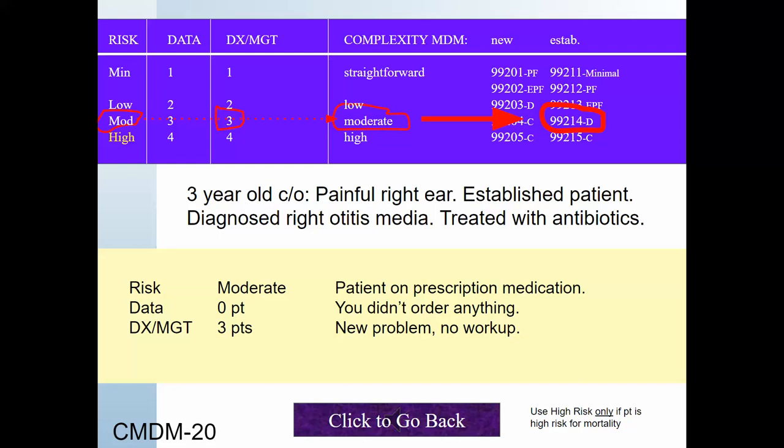There's so many doctors I've seen over the years that don't know this and undercode because they just don't know this. And this is as simple an example as you can make it. And this is something that you'll see every day.